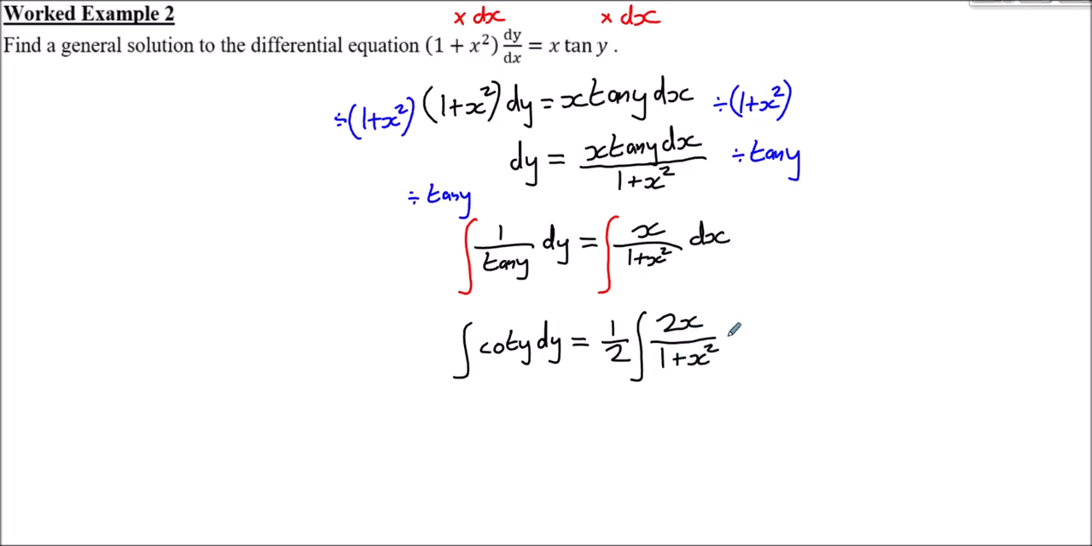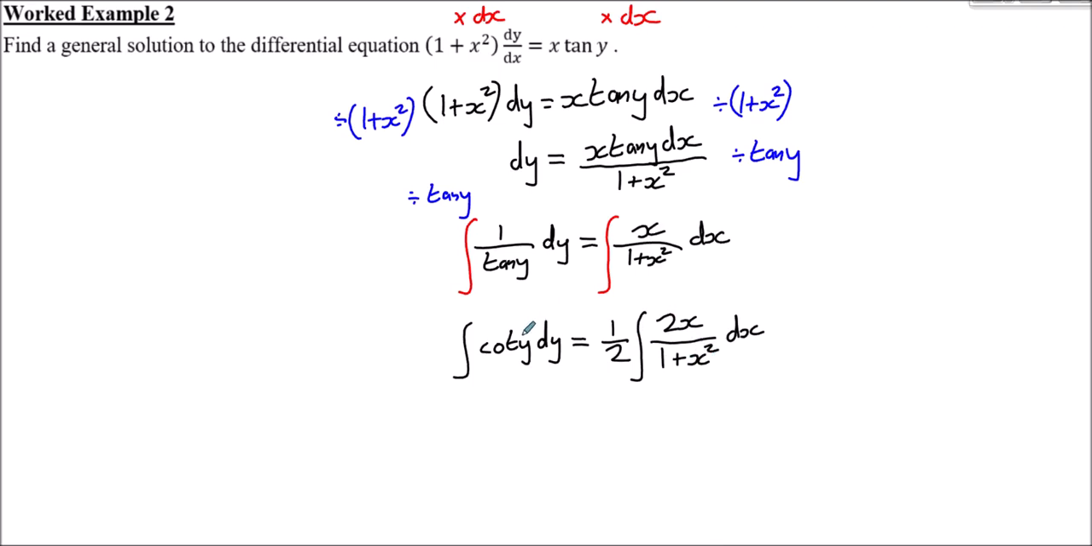If I rewrite the integral like that, essentially, the numerator now is the exact derivative of the denominator. If I differentiate 1 plus x squared, I get 2x. And that's a standard result if we're integrating. If we're trying to integrate something where the numerator is the derivative of the denominator, the integral is just the natural log of the denominator. So this will become half ln of 1 plus x squared.